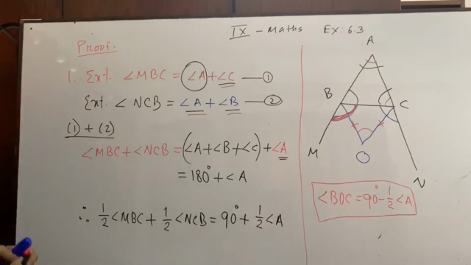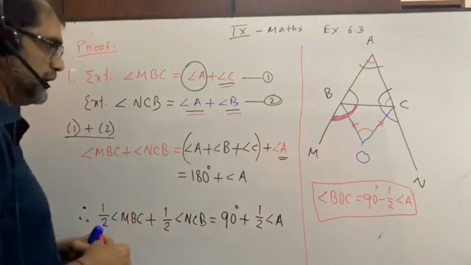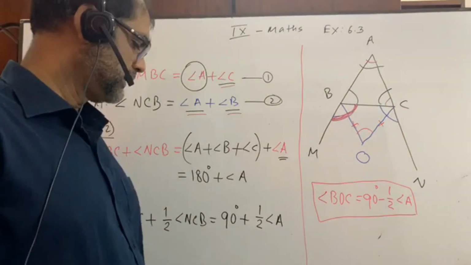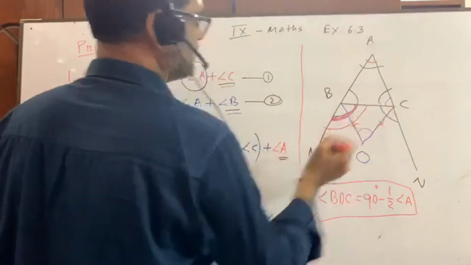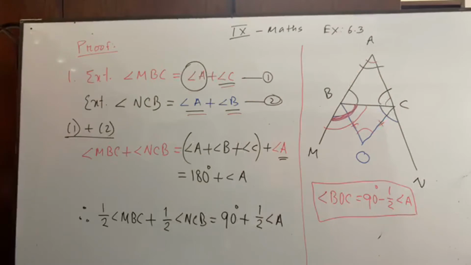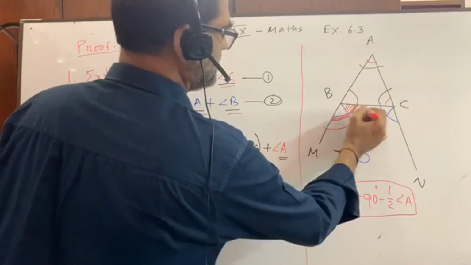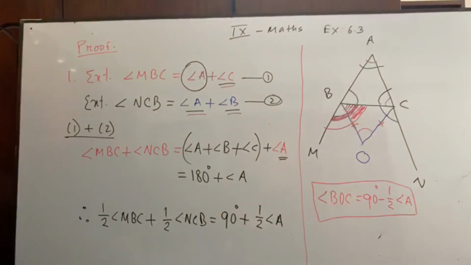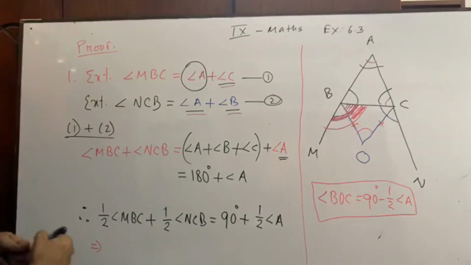What is half of angle MBC? MBC means what? You please try to understand. This is MBC, and its half we will consider this angle. This angle is to be considered here. So this angle means angle OBC. So we can write here half of angle MBC as angle OBC.